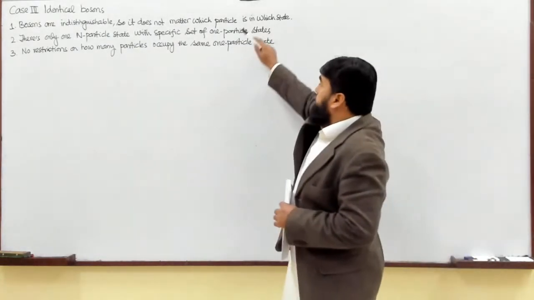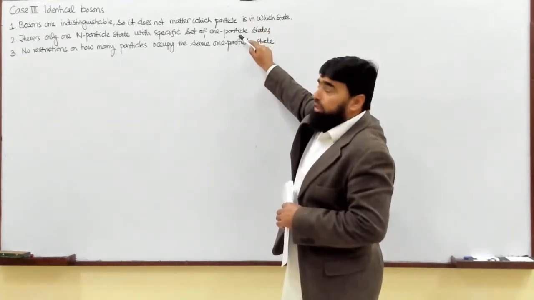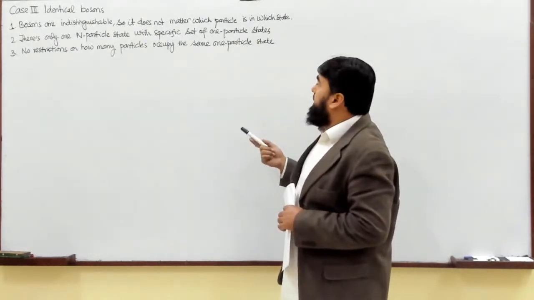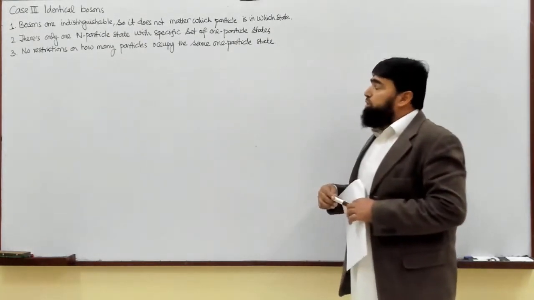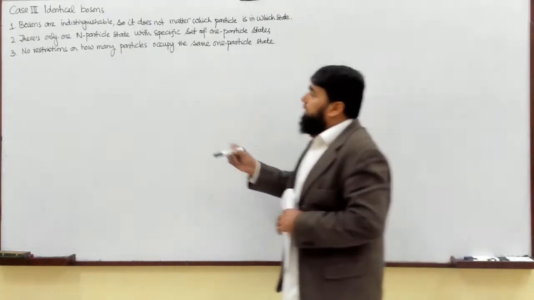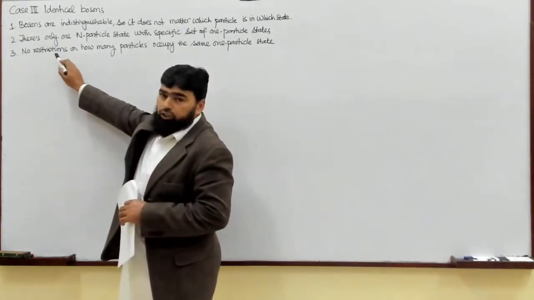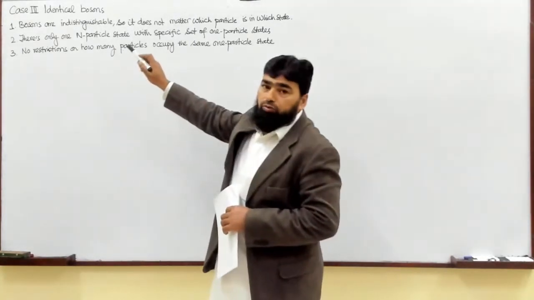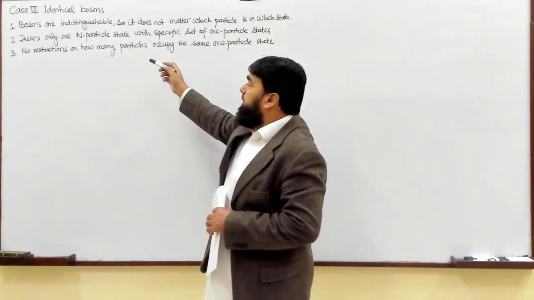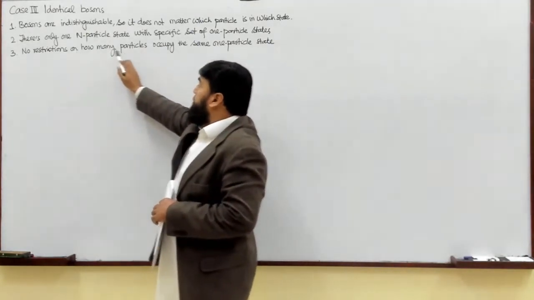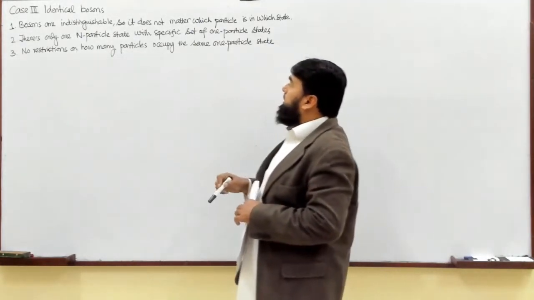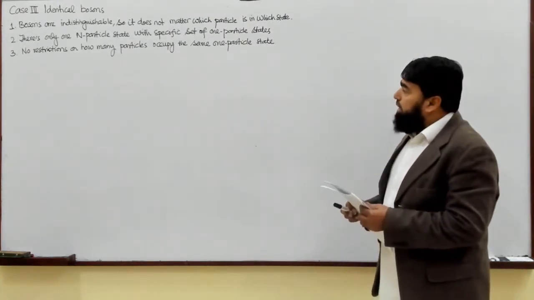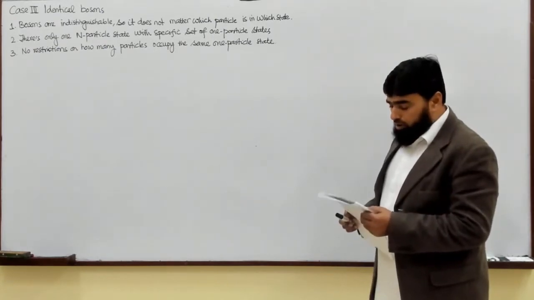Now the very first two statements are the same because the particles are identical, it doesn't matter which particle is in which state. The third statement is different from the fermions. Not more than one fermion can be in a given state, but for bosons we have no restrictions on how many particles can occupy the same state, and this will cause an increase in the number of ways.